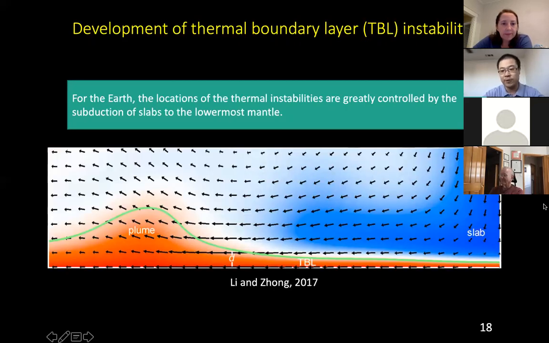In this figure, the blue color shows a subducted slab, the red color shows the temperature field, and here is a mantle plume. The green line outlines the top of the thermal boundary layer. We see that the thermal boundary layer is thinnest beneath the slab, and it becomes thicker and thicker in the direction of mantle flow, then it eventually becomes unstable. The previous idea is that mantle plumes form outside, and maybe right at the edges of, the slabs, because the sinking slab material pushes material out to the side and then it eventually forms into mantle plumes.